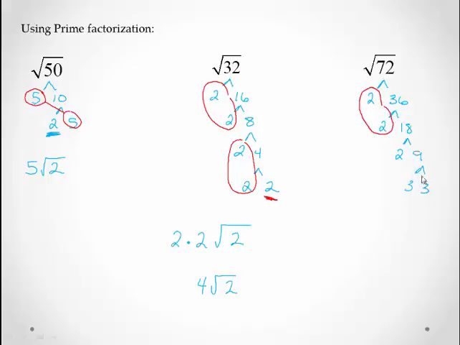And I have a pair of 2's and a pair of 3's and a 2 that gets left behind. So 1 2 comes out from this first pair of 2's, 1 3 comes out from this pair of 3's, and then that 2 got left behind, giving me 6 times the square root of 2.